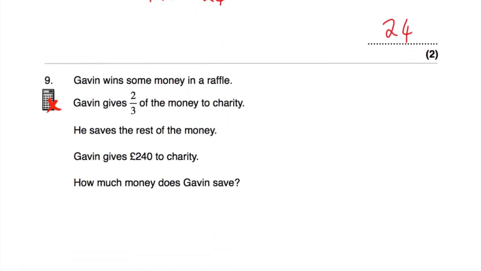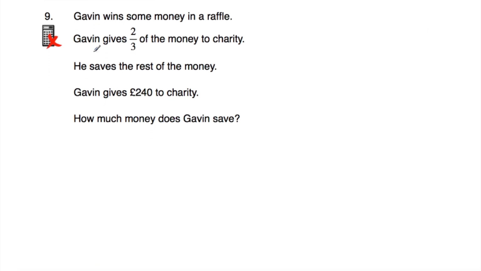Okay, let's look at our next question, question number 9. Question number 9 says, Gavin wins some money in a raffle. He gives 2/3 of the money to charity. That's quite nice of him. And he saves the rest of the money. So he puts it in the bank or something like that. The question says that Gavin gave £240 to charity, and asks, how much money did Gavin save?